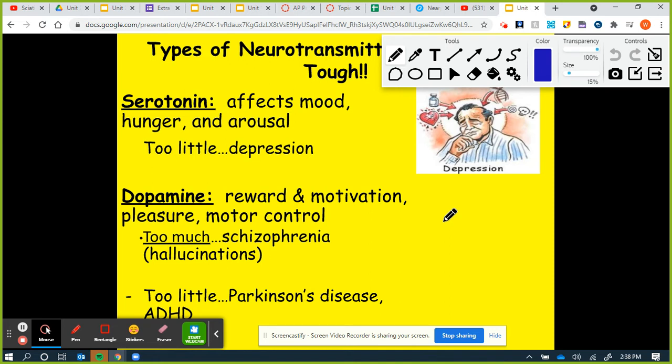Dopamine, mostly involved in reward and motivation and also attention. Some motor control, pleasure. Anytime you do something and you like doing it, you're like, oh, I like that. I need to do that again. That's dopamine. Dopamine is also the learning neurotransmitter.